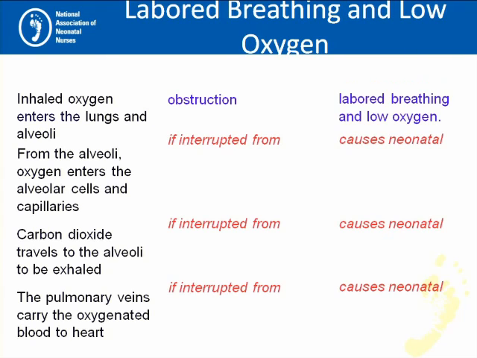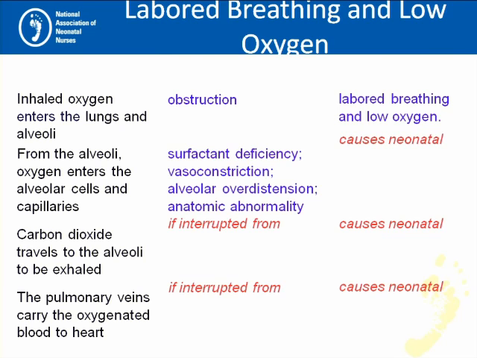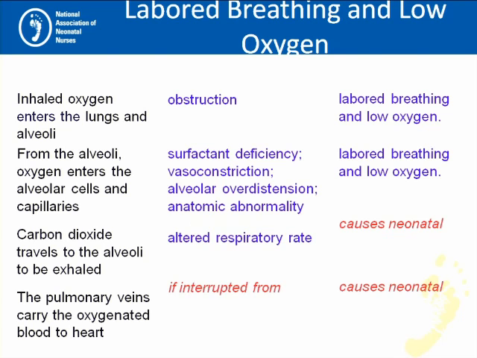Oxygen passes through alveolar cells into capillaries. Interruption of oxygen flow due to surfactant deficiency, atelectasis, vasoconstriction, pulmonary hypertension, alveolar overdistension causing an air leak, or anatomic abnormality causes labored breathing and low oxygen. Carbon dioxide from the blood passes into alveoli for exhalation. A breathing interruption from an altered respiratory rate, such as from a central nervous system depression or metabolic disturbances, causes labored breathing.